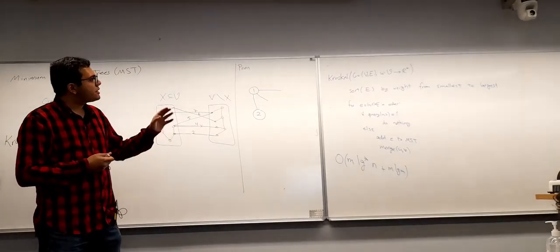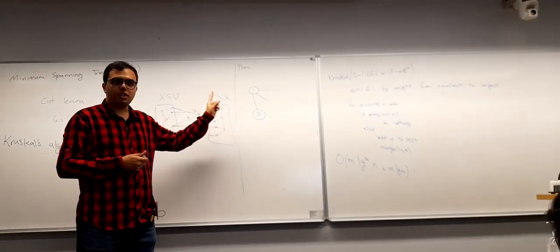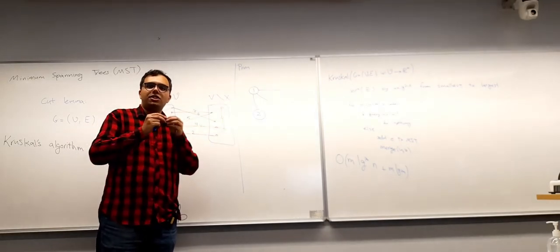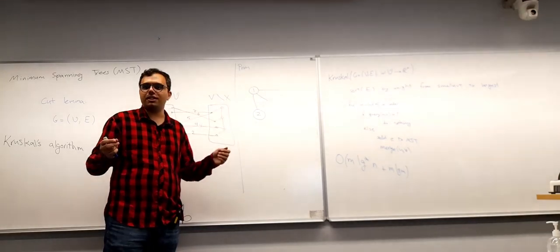So the difference is that instead of keeping track of several connected components, Prim keeps track of only one connected component. But now each time we have to find the cheapest edge that goes out. And for that, we're going to see some data structures in the next session.